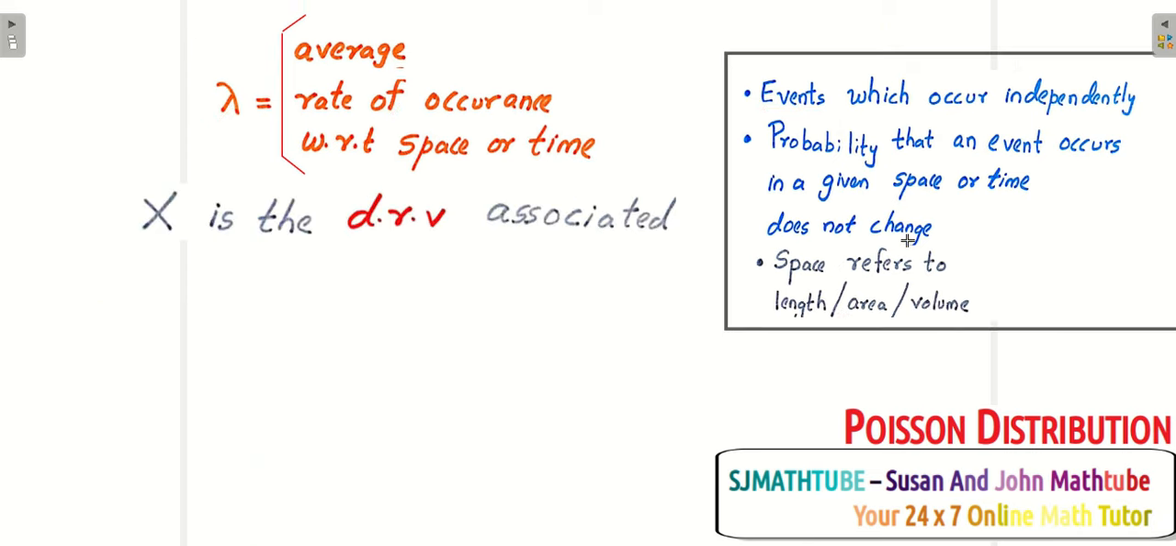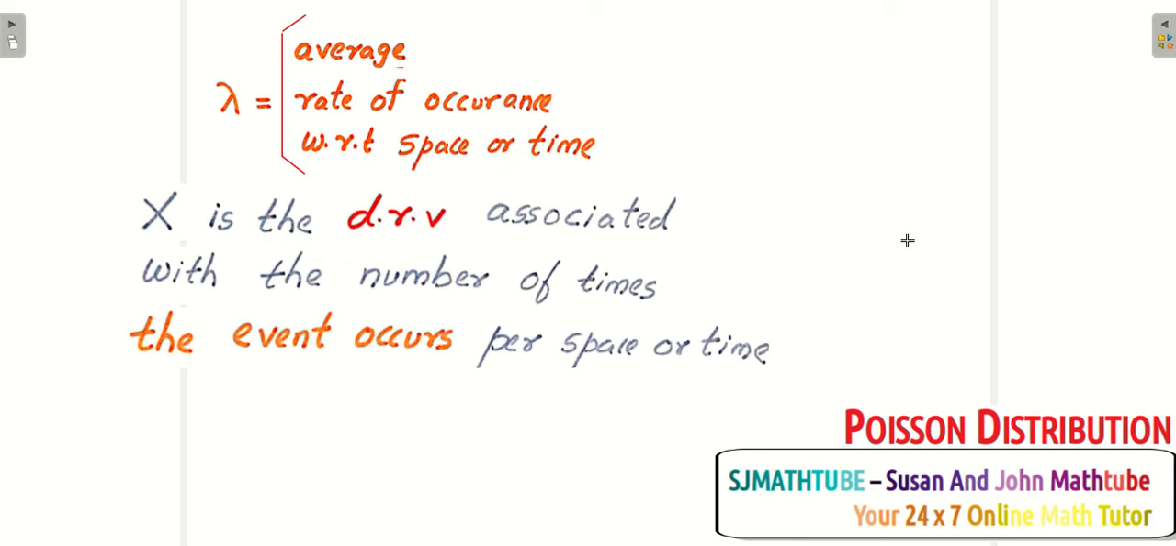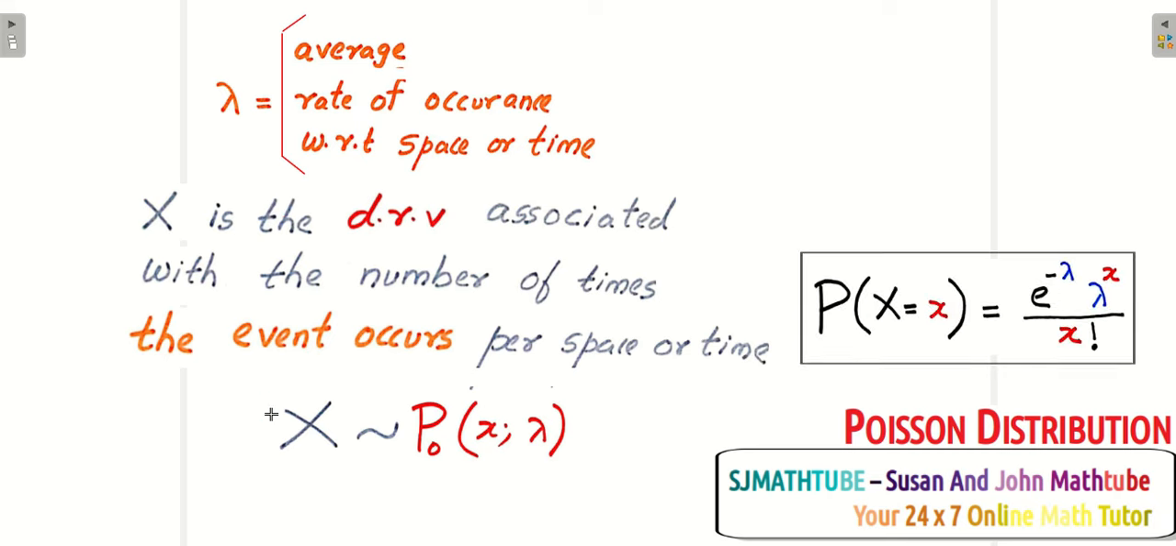Okay, now as usual I'm going for the discrete random variable, and I'm going to associate it with the number of times the event occurs per space or per time. And this is the notation. Like in the last video we saw the symbol for binomial is small b. Here I'm using P naught for Poisson, and this is the formula. And I want you to note these two things. Anyway, to understand clearly, let's go for an example.